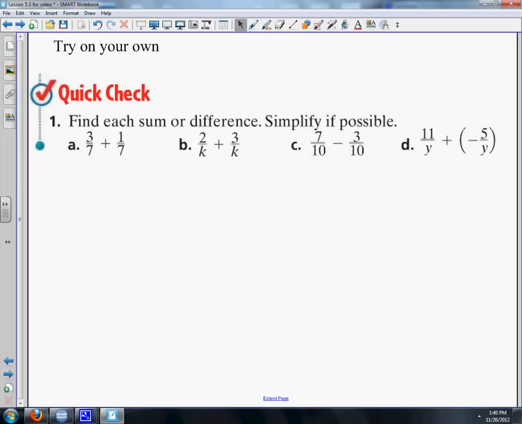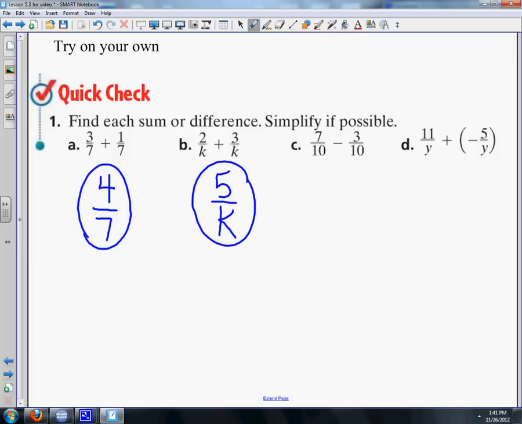So let's try these. 3/7 plus 1/7 is 4/7. I just added my numerators and kept my denominator. Same thing here. Everybody sees this and they want to freak out, but it's the exact same thing. Notice these both had 7s, so my denominator was 7. These both have K's, so my denominator is K. 2 plus 3 is 5, so it's just 5 over K. So try these next two, and then we'll go over them.